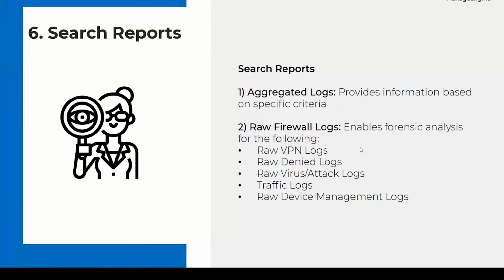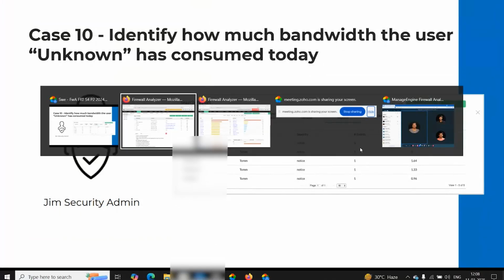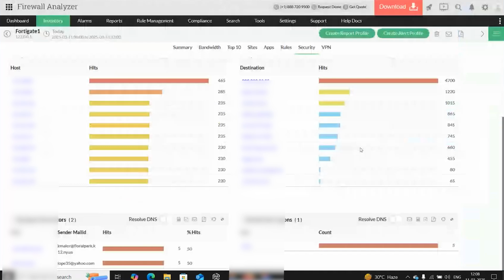So let's consider a use case for these reports. Suppose we have a user who is unknown, but is consuming all the bandwidth. Jim has been asked to generate a report on exactly how much bandwidth this unknown user is consuming and other details about him. Let's see how Jim is getting that report sorted. So I'm taking you to the demo version of our product.